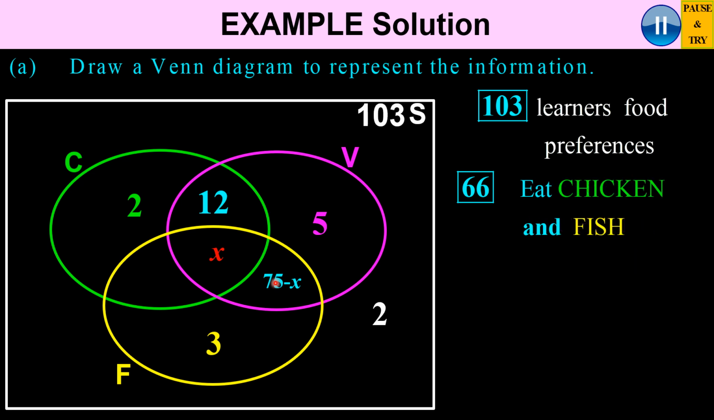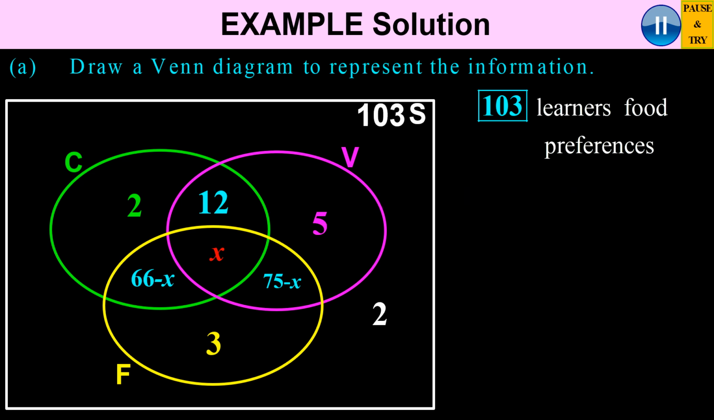Similarly, 66 eat chicken and fish. There's chicken and there's fish. So the 66 is here. So this portion here where the pointer is, that is 66 minus X. So there we've represented all the sections.